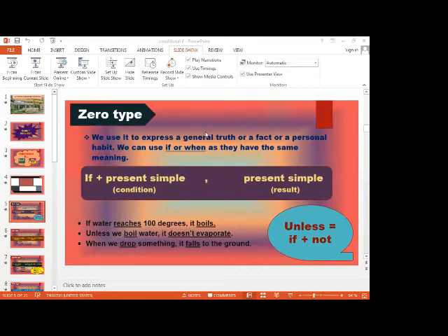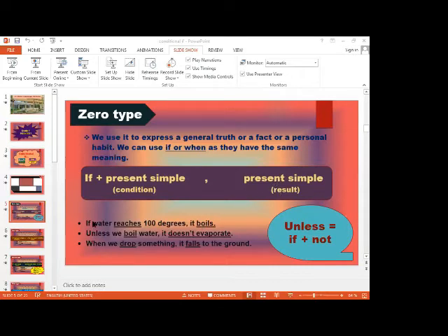With the zero type, we are talking about general truth or fact or personal habit. So we can use if or when in this condition only. In the zero type only, if equals when. The rule: if plus present simple is the condition, and our result will also be in the present simple.